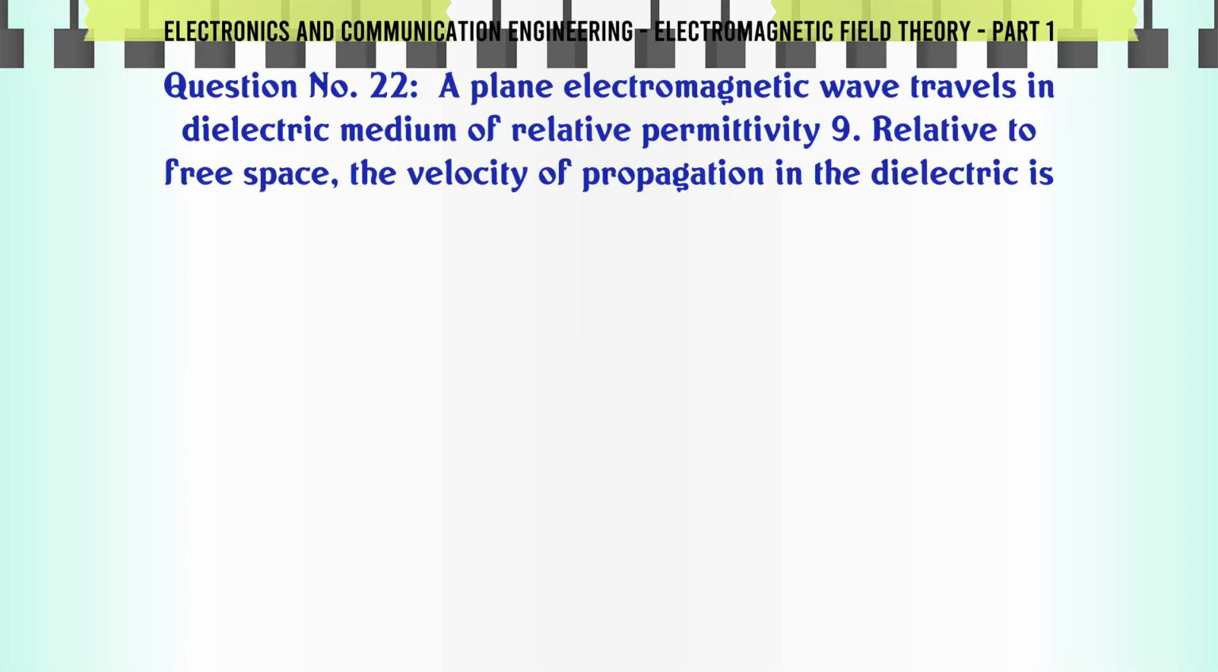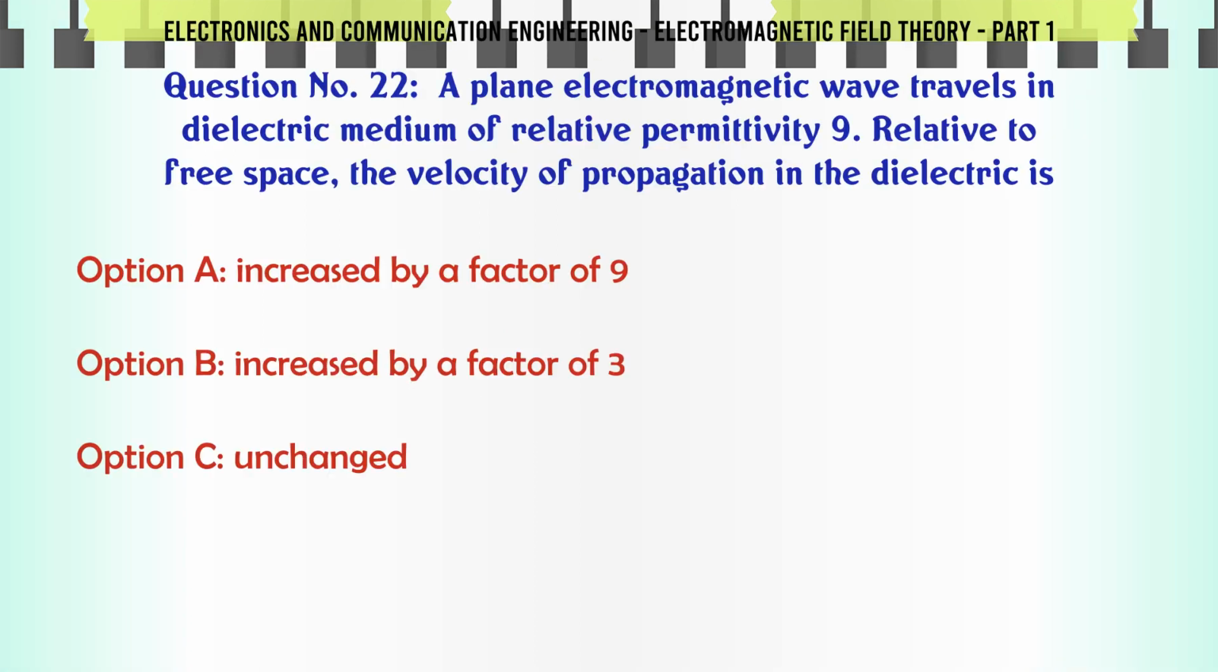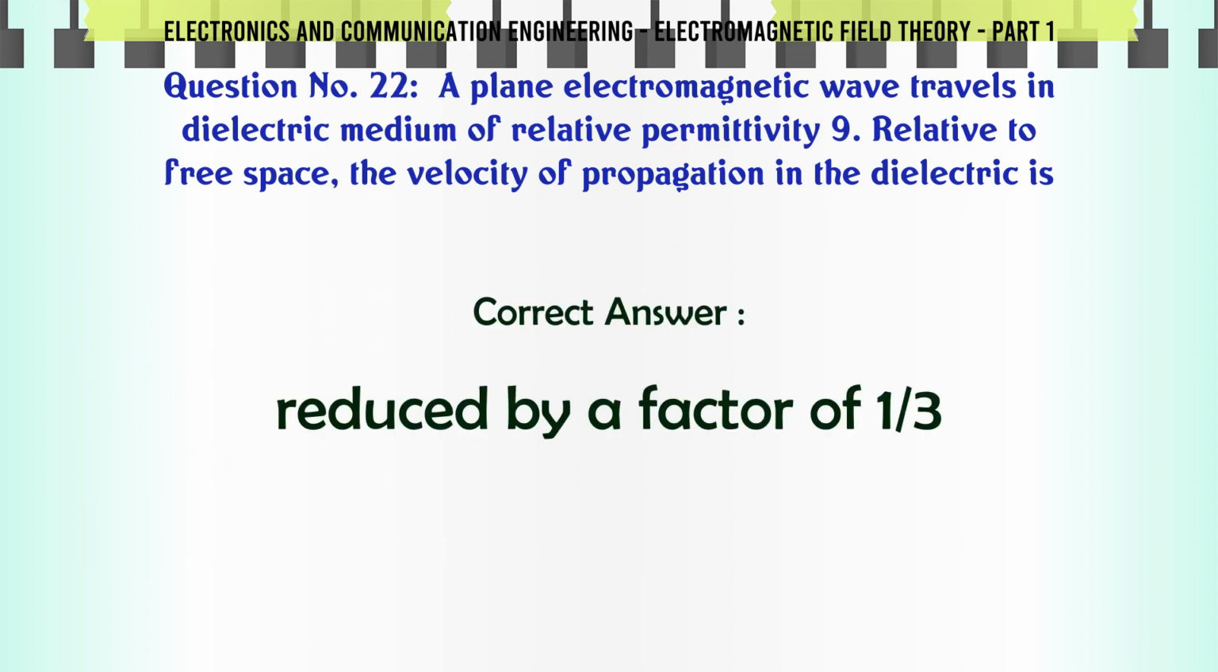A plane electromagnetic wave travels in a dielectric medium of relative permittivity 9. Relative to free space, the velocity of propagation in the dielectric is: A, increased by a factor of 9; B, increased by a factor of 3; C, unchanged; D, reduced by a factor of 1/3. The correct answer is reduced by a factor of 1/3.